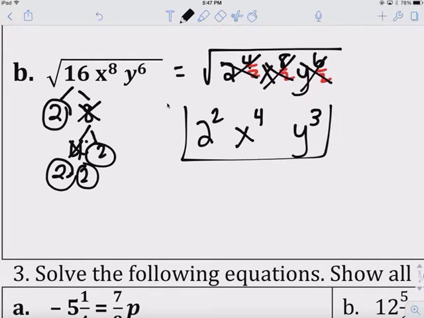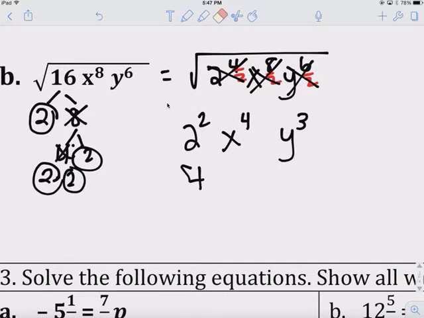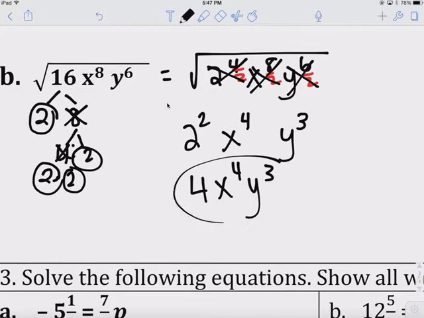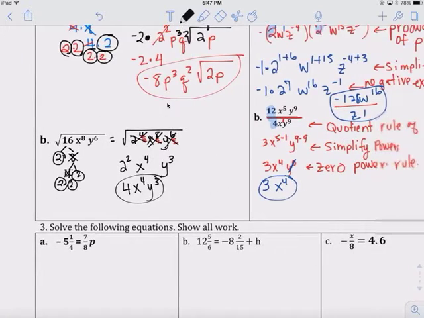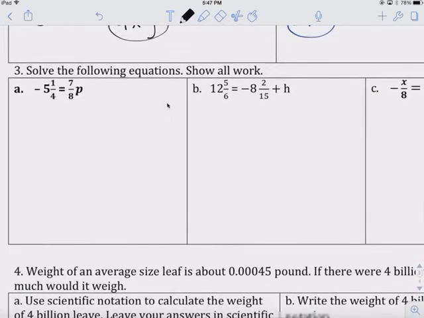That's our answer. But 2 to the 4th is 4. 2 squared is 4. X to the 4th, y to the 3rd. Okay, this part, show all work.